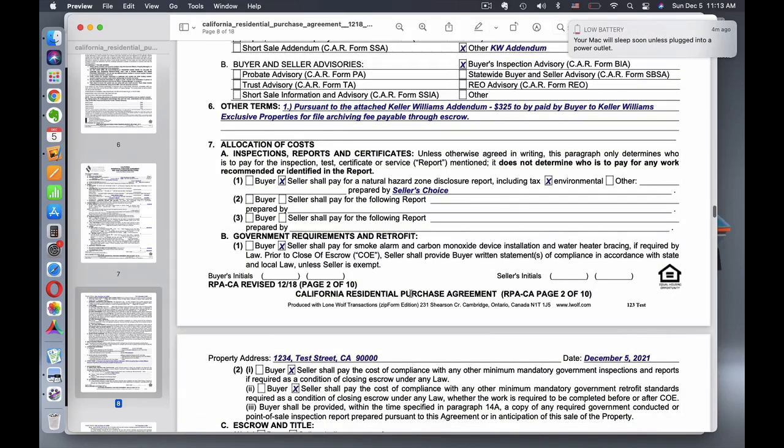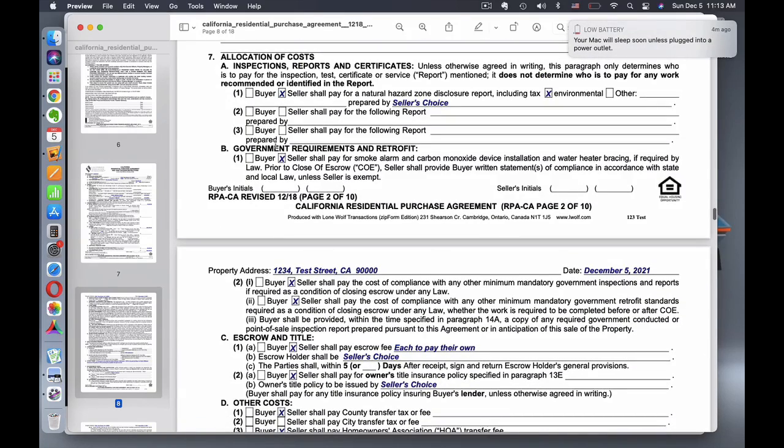The other thing is that the seller under B, so you're going to see under government requirements and retrofit, depending on where the property is, Los Angeles City is different from Ventura County. In Ventura County, you're required to have smoke detectors, carbon monoxide detectors, and water heater bracing, and they all have to be working properly. You cannot have old expired smoke detectors, so even if they still beep and work, if they're more than 10 years old, they need to be replaced. If you're in Los Angeles County, there is a very big laundry list of retrofit requirements, and as we represent you as a buyer, we'll make sure that these items are handled with contract language here, so the seller makes sure all those retrofit requirements are taken care of.